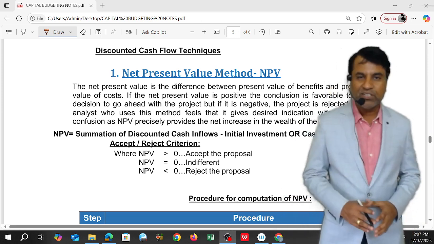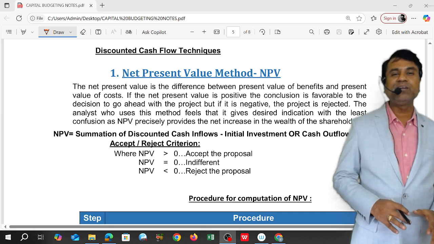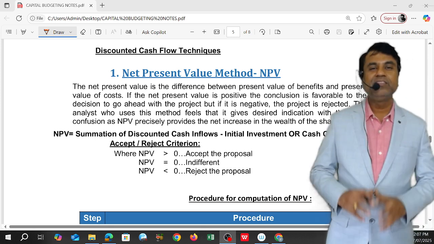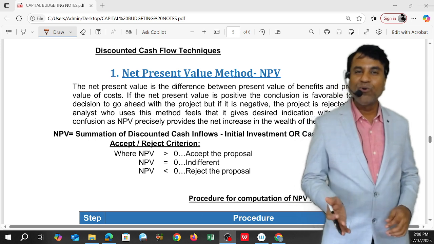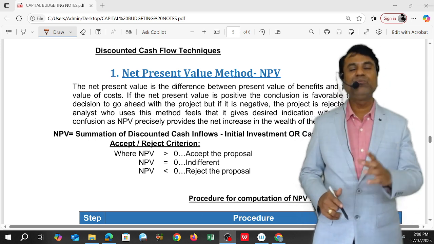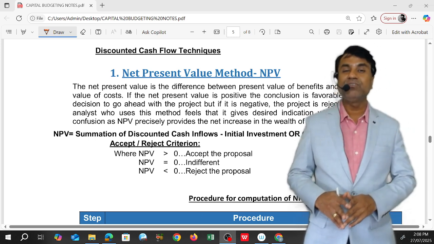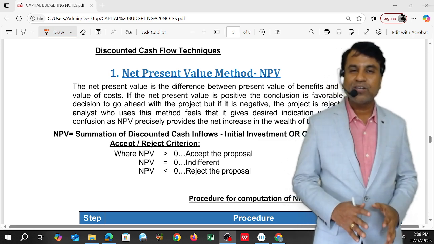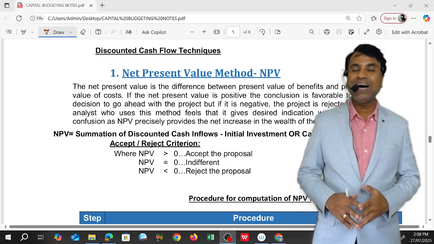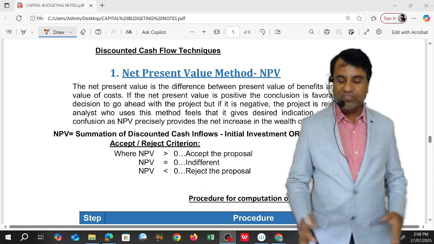Now what is net present value? Net present value is nothing but the method which compares the present value of future cash inflows with the cash outflow or initial investment, and then we arrive at the conclusion whether the project is feasible or not, is it accepted or not. Obviously, net present value has to be positive. Positive means greater than zero.